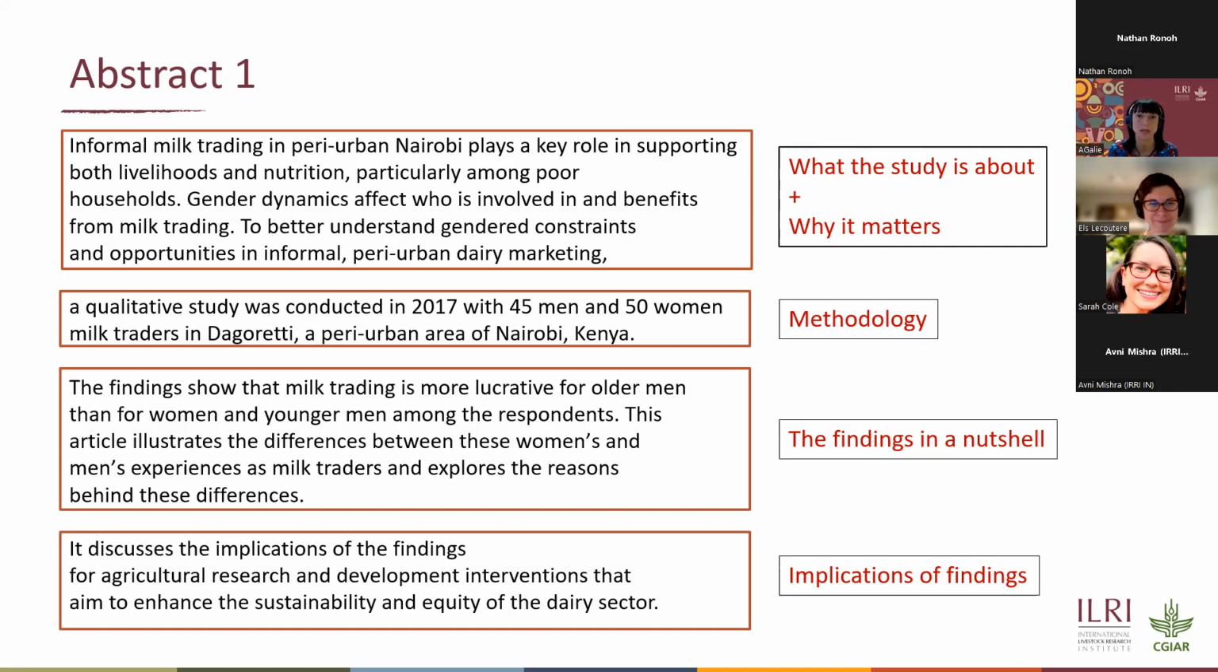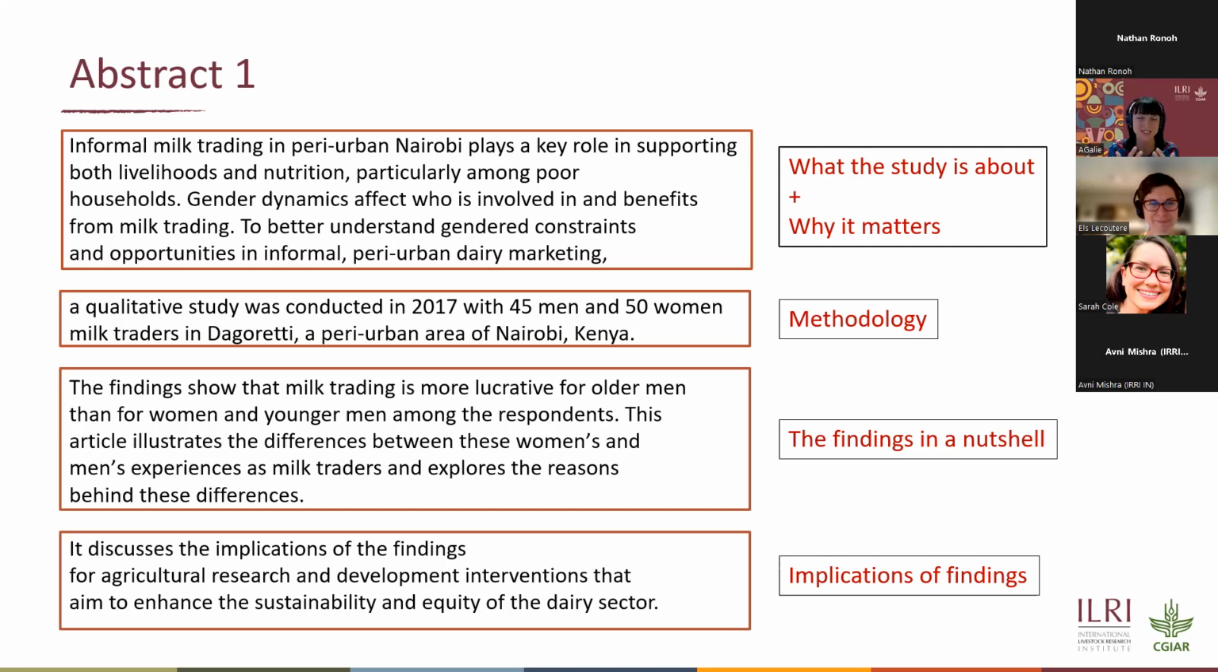The findings show that milk trading is more lucrative for older men than for women and younger men among the respondents. And then you can close the abstract with the implications of the findings. This article discusses the implications of the findings for agricultural research and development interventions that aim to enhance sustainability and equity of the dairy sector. How much detail they want in the abstract depends very much on the journal, as you heard before, but these are the building blocks.